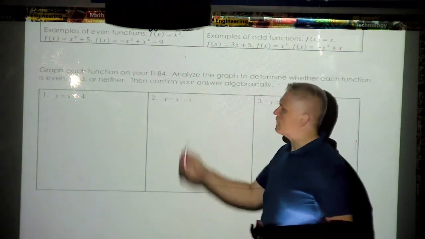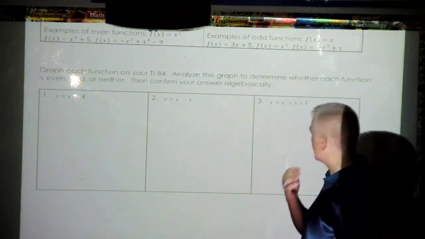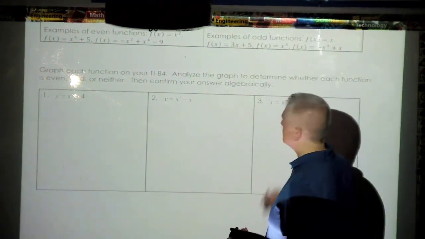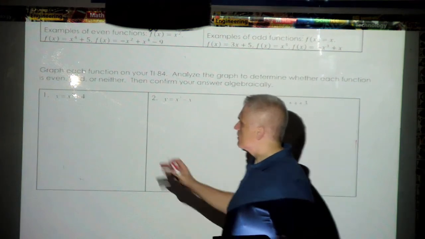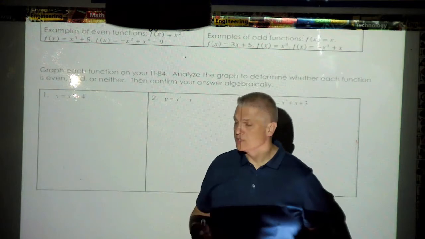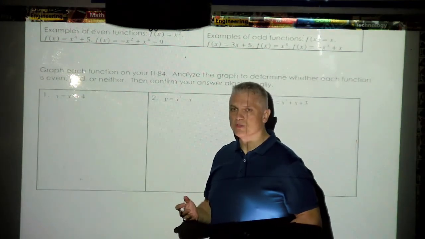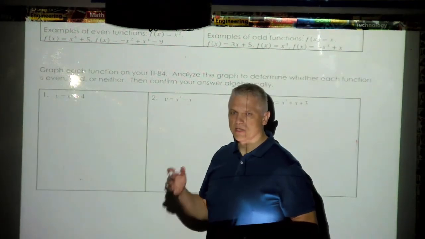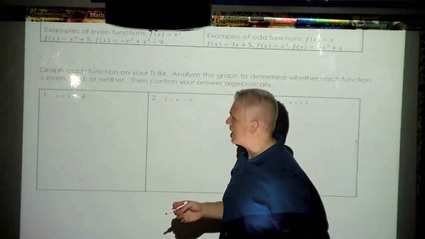Now, this says graph your equations on the TI-84, and you can do that and look at them, analyze them, see whether you think they're even, odd, or neither, and then confirm it algebraically. I'm going to do these the algebraic way, just because I want us to be able to do the negative x's and verify algebraically, because as I said, it's given people problems in the past.